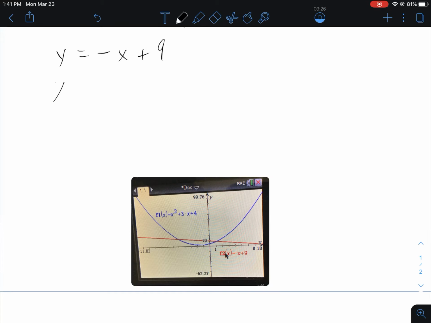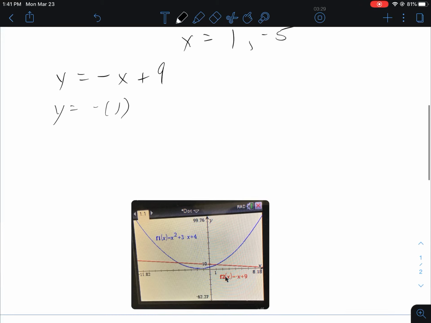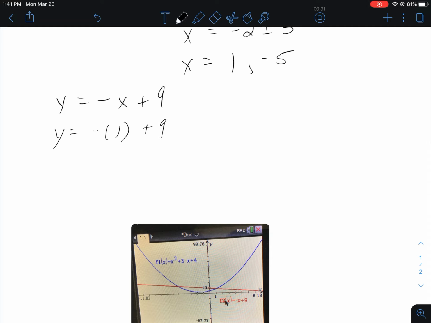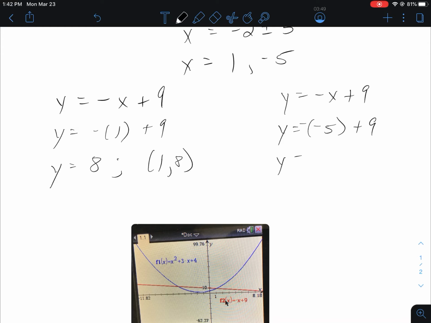Okay, so you have a 1, which would give you y equals 8. So there's one of your points, 1 comma 8. Take the same linear equation there, the negative x plus 9. We're going to substitute a negative 5. So keep in mind you have a negative in the equation, plus you're substituting a negative value. So that's going to give you positive 5 plus 9, for 14. And there's another point, negative 5, 14. So those points are your solutions.